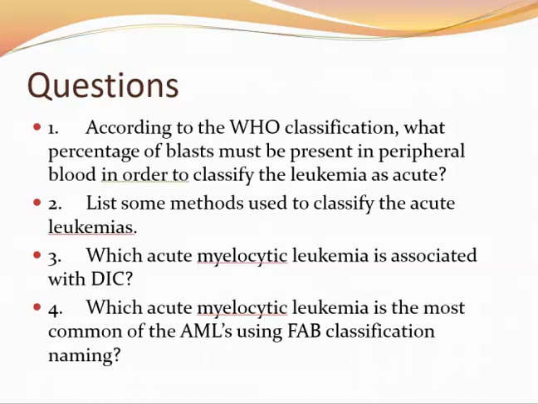Number 2, list some methods used to classify the acute leukemias. The answer would be reactivity with stains, surface markers, and flow cytometry. Number 3, which acute myelocytic leukemia is associated with DIC? The answer would be M3. Number 4, which acute myelocytic leukemia is the most common of the AMLs using FAB classification naming? The answer would be M2.